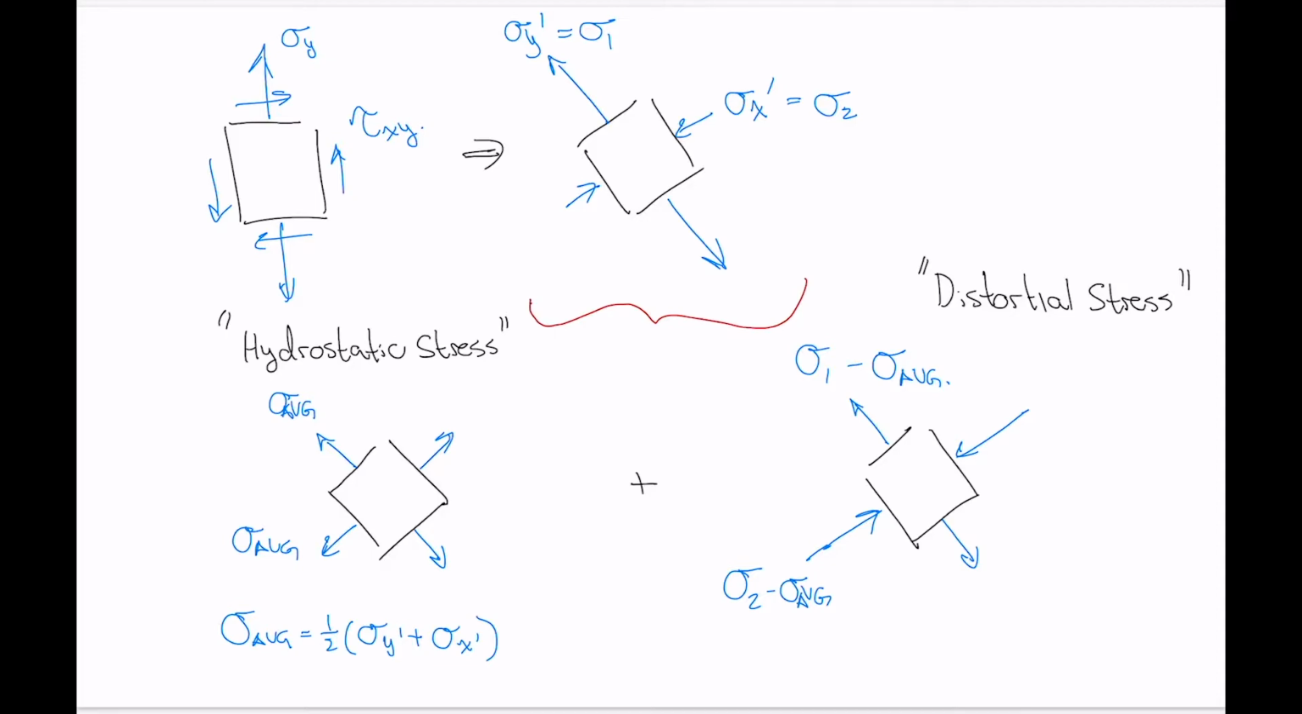All right, so what the maximum distortion energy theory says is that the hydrostatic component of stress does not lead to failure of a ductile metal. Right? You can apply as much hydrostatic stress as you want, as long as the stress is the same in all directions, then your material will not undergo failure. And it's only the distortional component of stress that is responsible for failure. And more specifically, it's not just the distortional stress, but it is the energy associated with the distortional stress that causes failure.